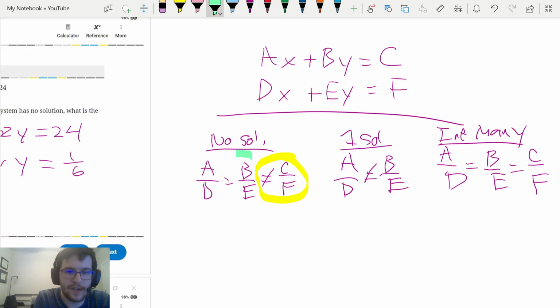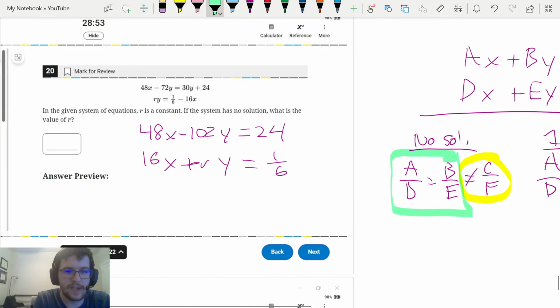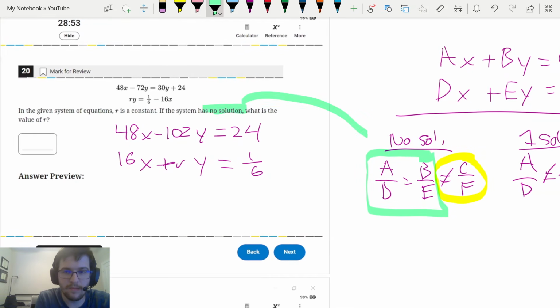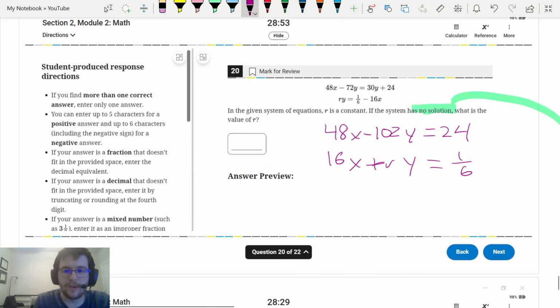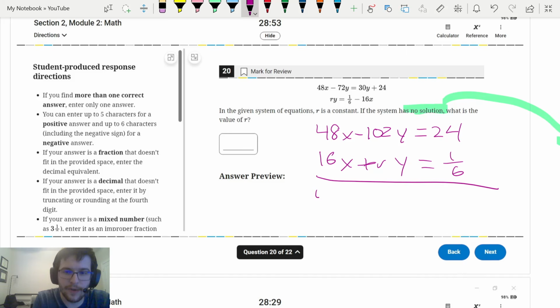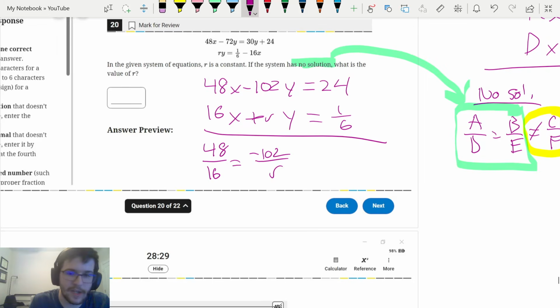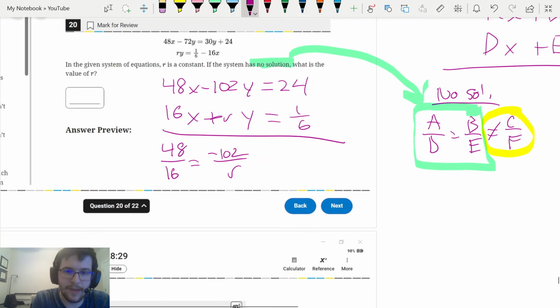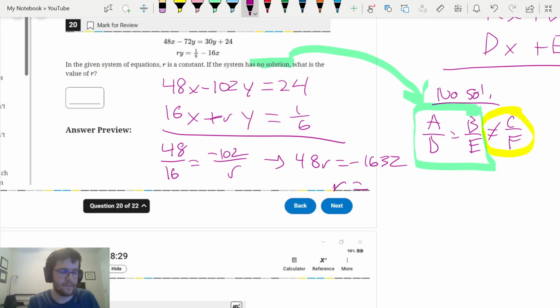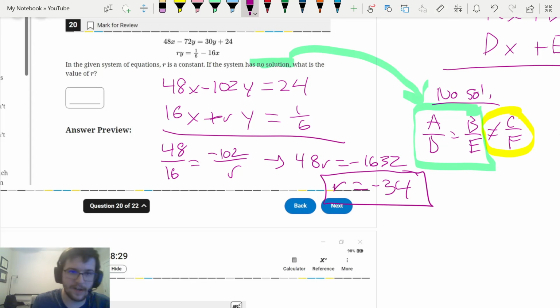Okay, so now the not equal to portion of this isn't really going to help us. So we're just going to focus on this portion for no solution, because again, it says it has no solution. So a over d equals b over e. So 48 over 16 equals negative 102 over positive r. And now we're going to cross multiply, and we get 48r equals negative 1632. Divide both sides by 48, and we get r equals negative 34, and that is the final answer.